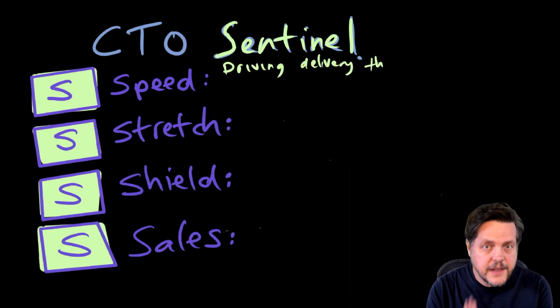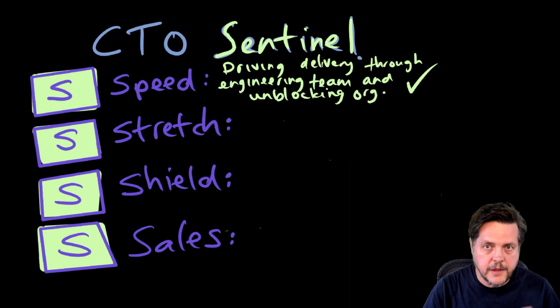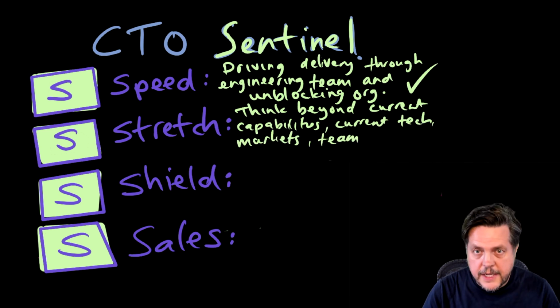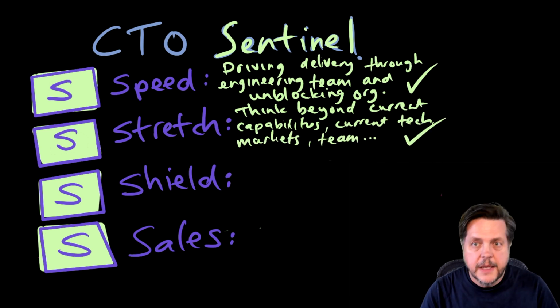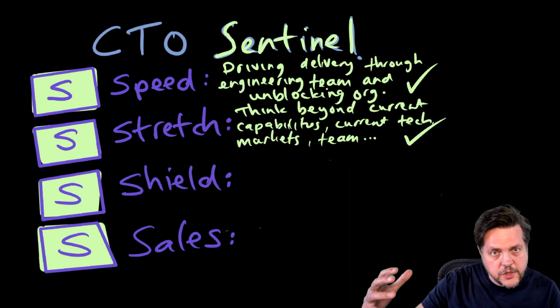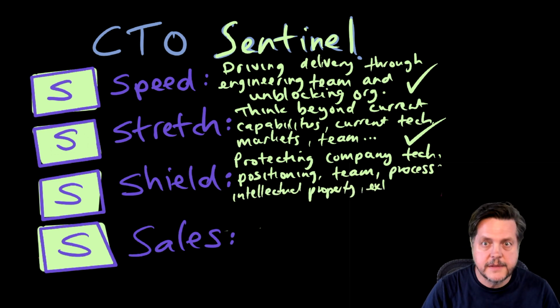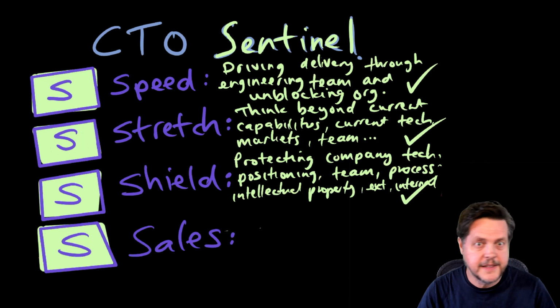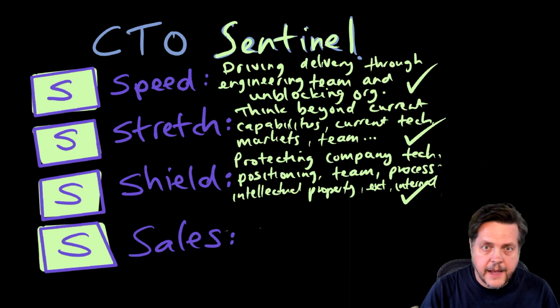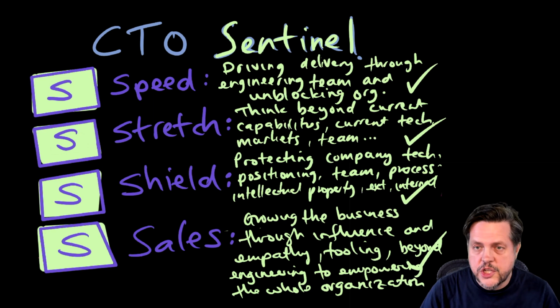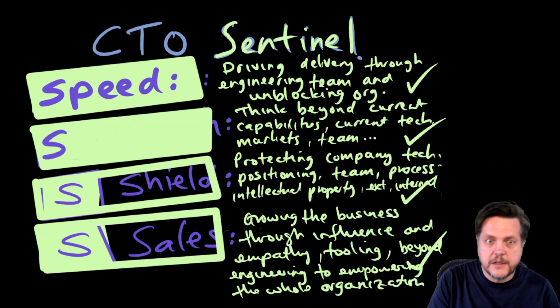Speed is all about driving delivery through engineering teams and unblocking the organization. Stretch is about thinking beyond the current capabilities, the current technology, markets, and the team, and challenges the organization to stretch into the future. Shielding is to protect the company technology, market positioning, compliance, the team dynamics, processes and intellectual property, as well as threats from the outside and the inside. Sales is to grow the business through influence and empathy inside your organization, providing tooling and cross-functional leadership that empowers the whole organization. Speed, stretch, shield, and sales.